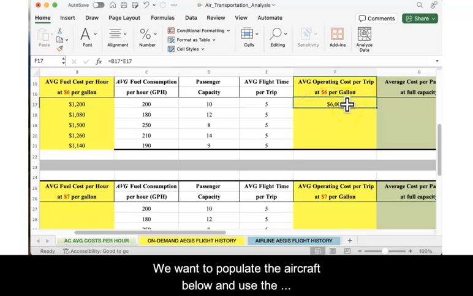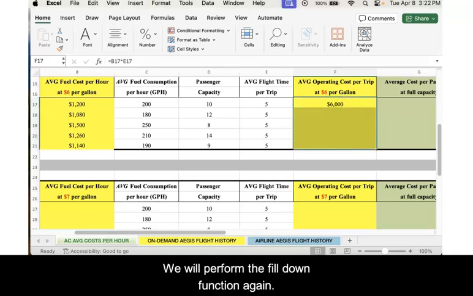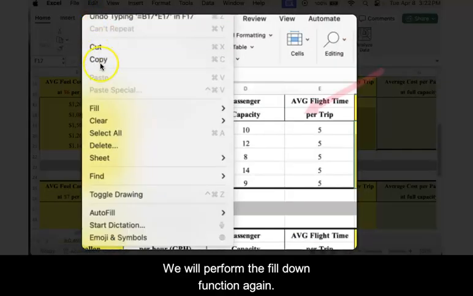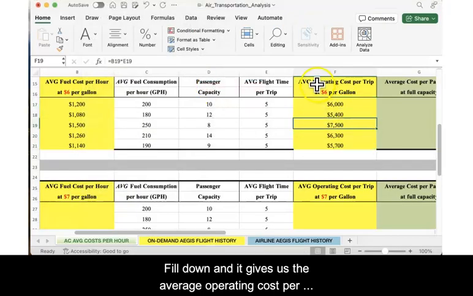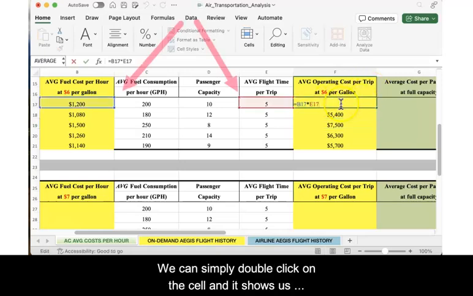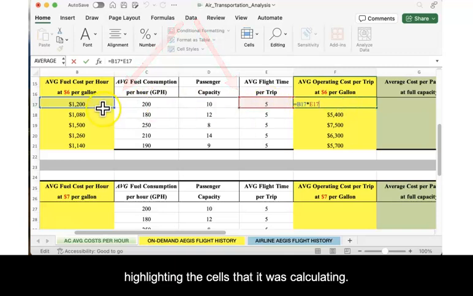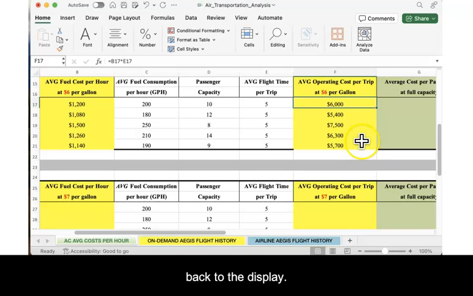We want to populate the aircraft below and use the exact same formula. So we will click and shade. We will perform the fill down function again, Fill Down, and it gives us the average operating cost per trip at $6 per gallon. We can simply double click on the cell and it shows us, highlighting the cells that it was calculating, and then the green check mark again, and it will bring it back to the display.